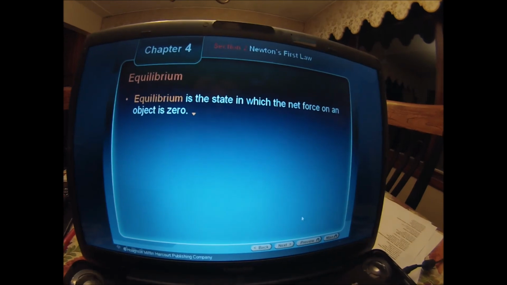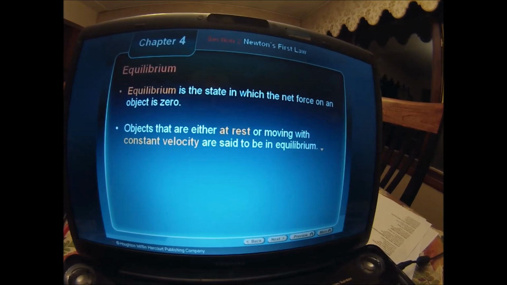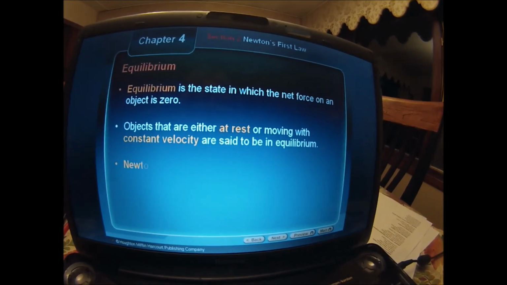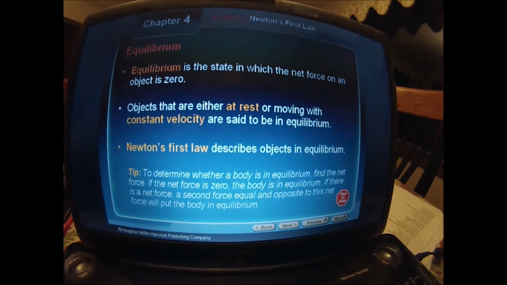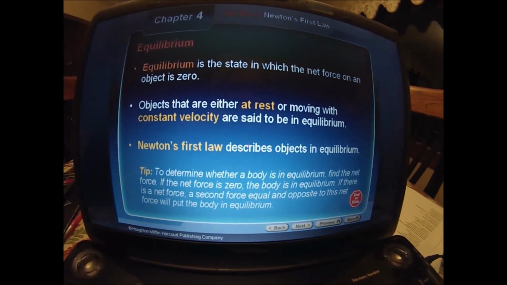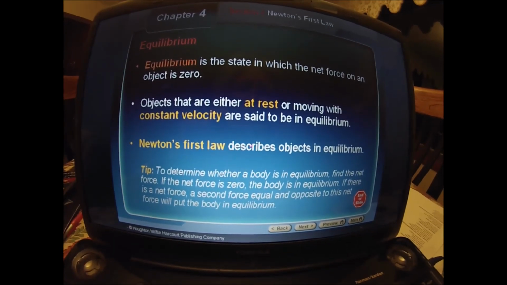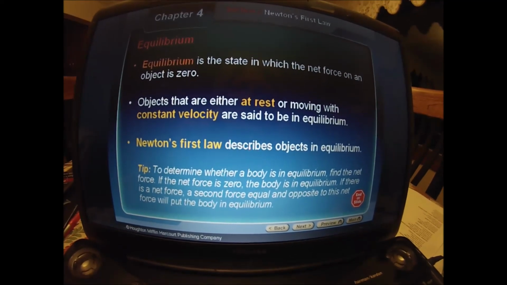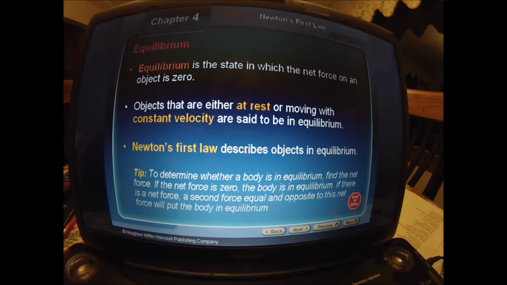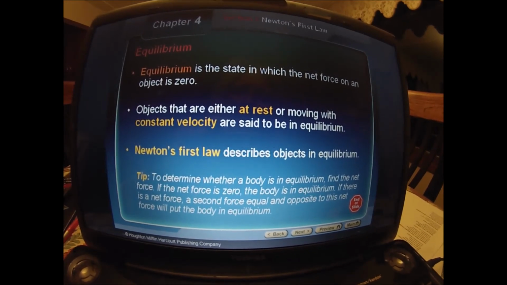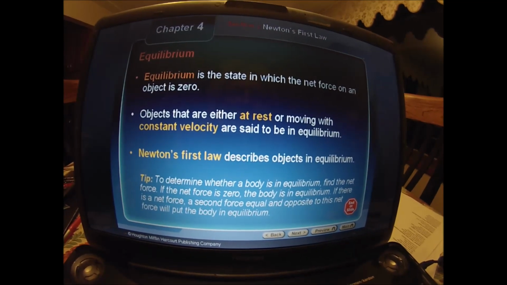Equilibrium is the state in which the net force on an object is 0. Objects that are either at rest or moving with constant velocity are said to be in equilibrium. Newton's first law describes objects that are in equilibrium. So to determine whether a body is in equilibrium, find the net force. If the net force is 0, that body is in equilibrium. If there is a net force, a second force must be equal and opposite to this net force. If that was put in play, that would put that body in equilibrium.